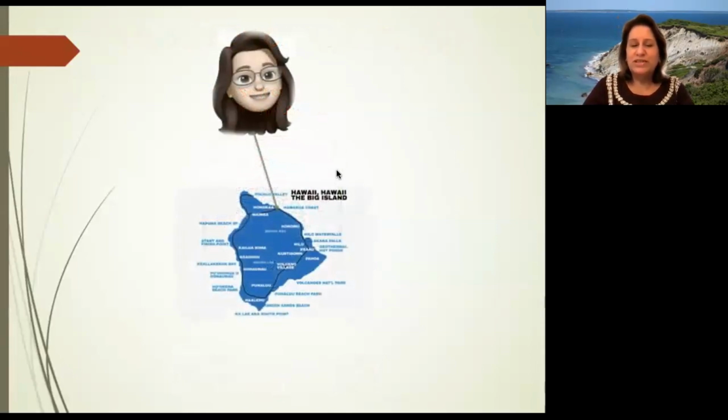My name is Susan Wood, and I am from Hawaii Island, and I have two adult children, one with autism, so I've been working in the field and advocating for families for many years.